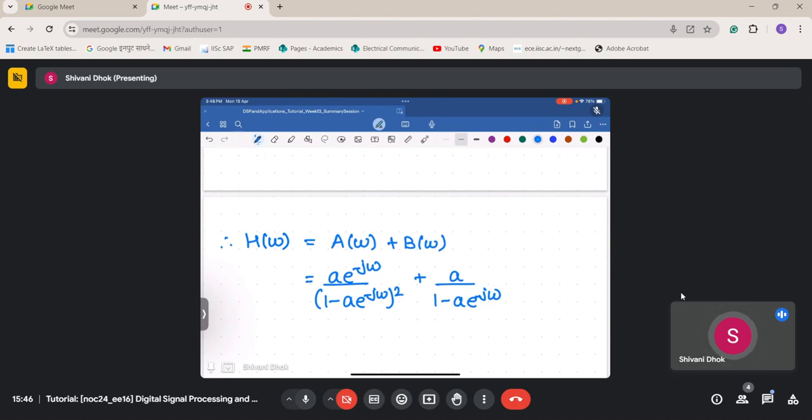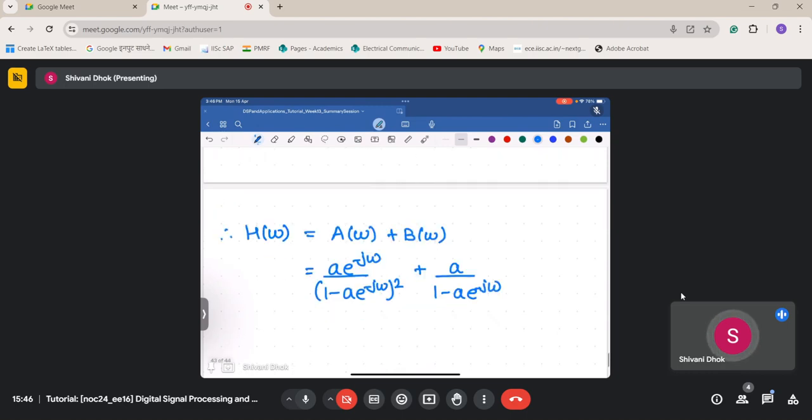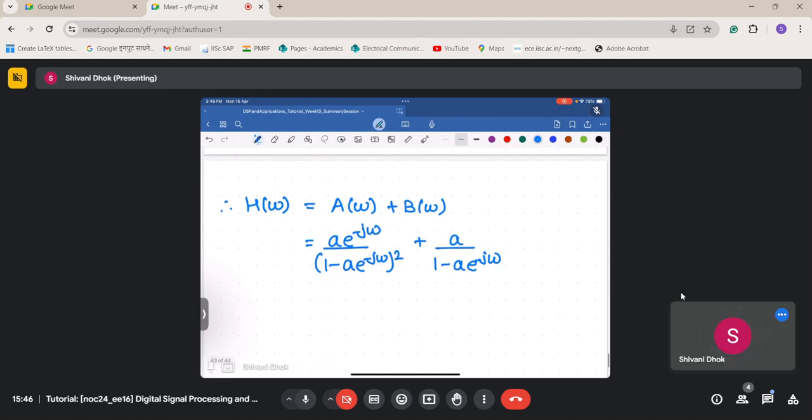What did these people give? This is what we are getting here. So they took out a into e power minus j omega upon 1 minus a into e power minus j omega common. This will leave me with 1 upon 1 minus a into e power minus j omega as it is, plus e power j omega here. Is this what you people were also getting?